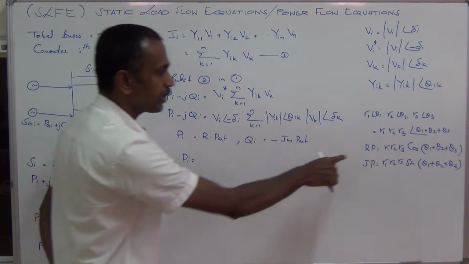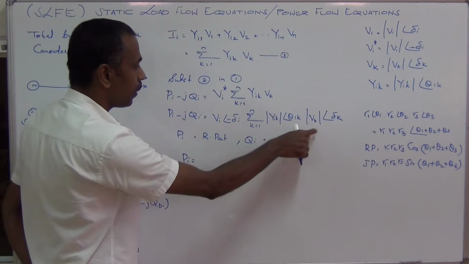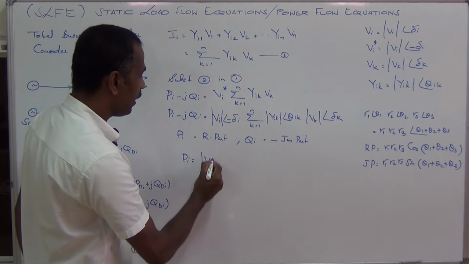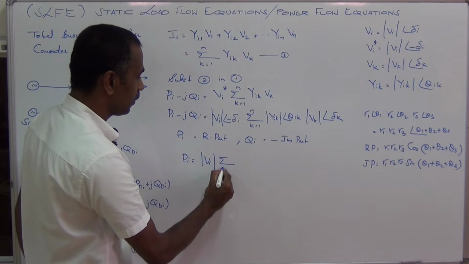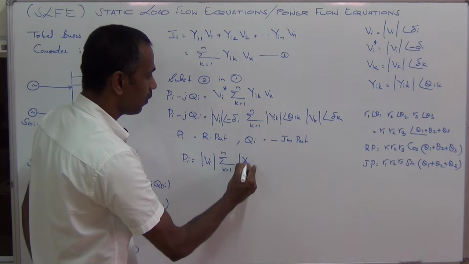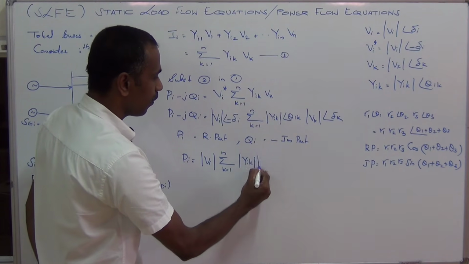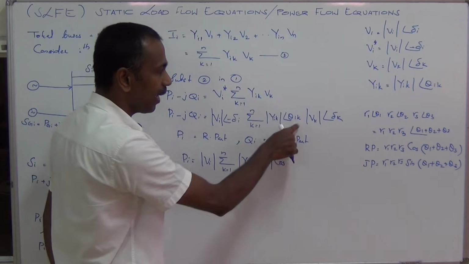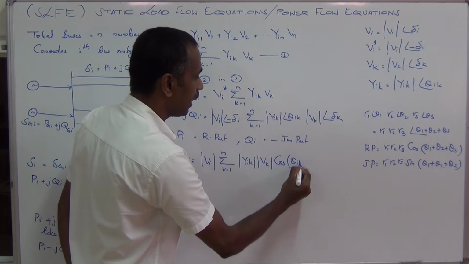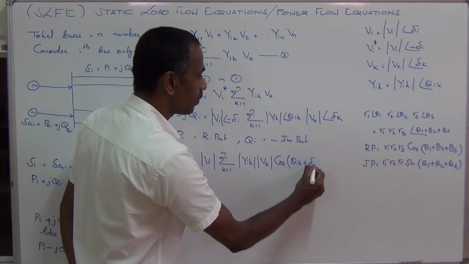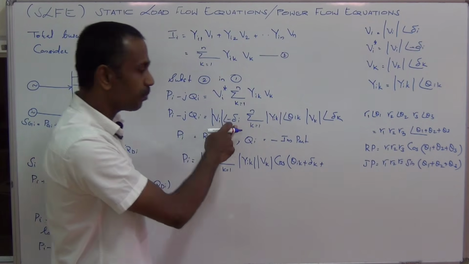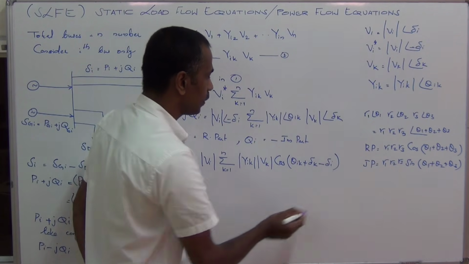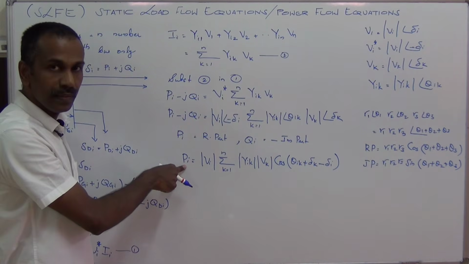Pi is equal to, this is how we find out the real part. R1, R2, R3 is the magnitude or the modulus: Vi sigma k equals 1 to n, Yik Vk, into cosine of the sum of these three angles, theta ik plus delta k, plus this angle, minus delta i. So this is the real part, or this is the active power.